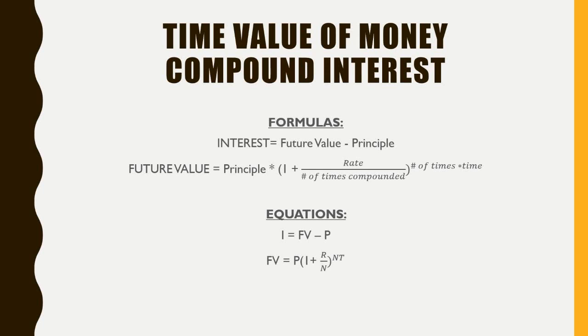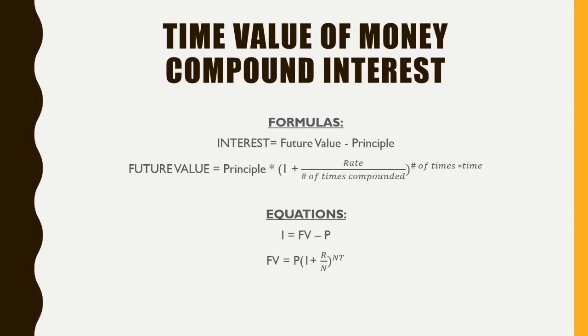But the way that we calculate this, since it's not based on a lump sum of money, it's based on multiplying the interest. You're calculating the interest on top of interest on top of interest. So in this case, in order to solve for interest, it's going to be the future value minus your principal. But I don't know what my future value is, so this is the formula for future value. Future value is going to be your principal times 1 plus your rate divided by the number of times compounded, raised to the power of the number of times compounded times time.